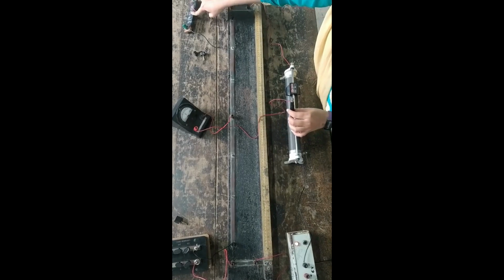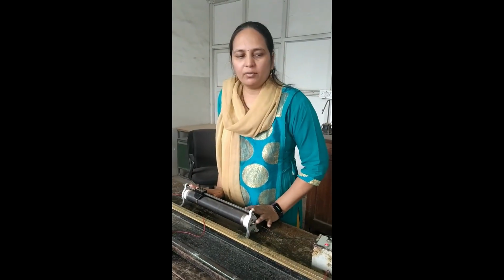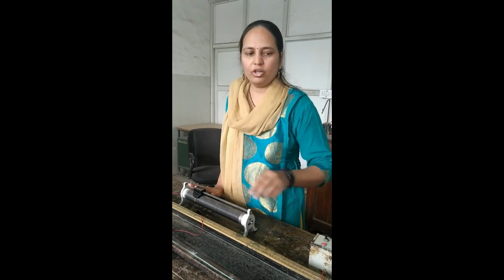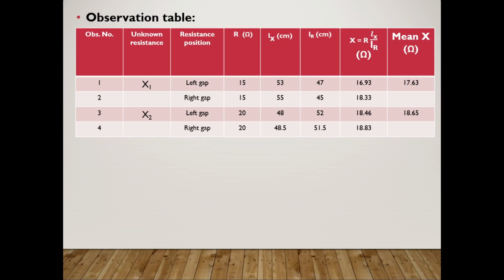Then note down. In this way we can find out the value of unknown resistance X by changing the left and right gap. After completion of the experiment, we get the values of capital R, Lx and Lr. The value of X is found by the calculation or log calculation.